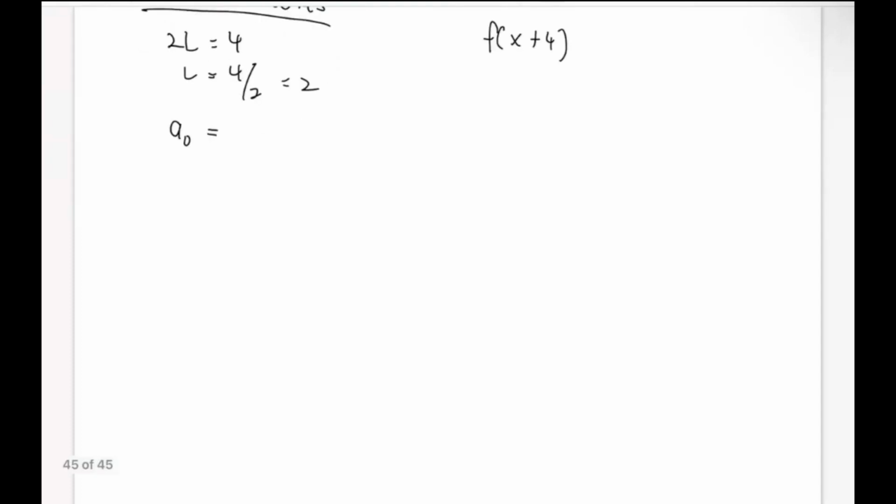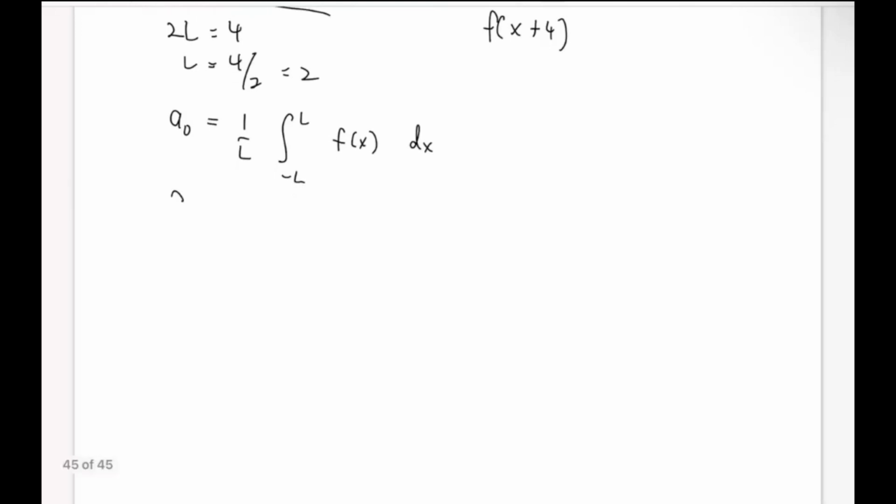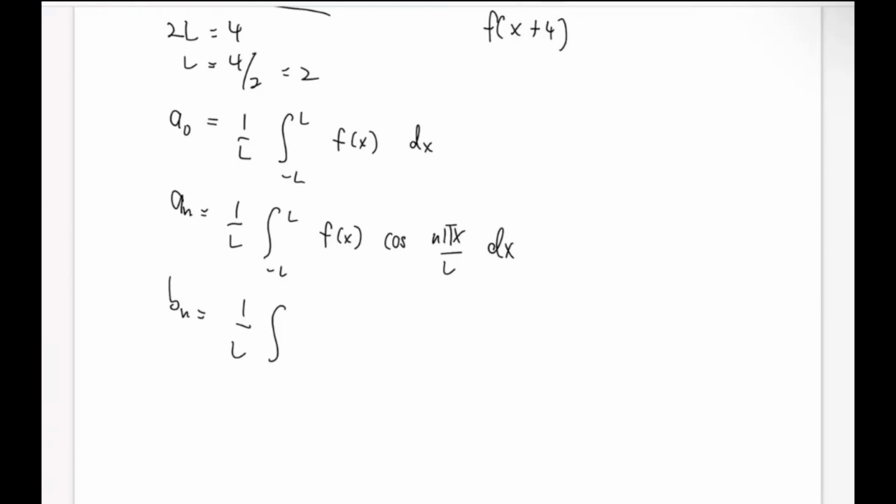And then find the A naught. A naught is 1 over L, integration from negative L to L f(x) dx. Find An. So 1 over L from negative L to L f(x) cos n pi x over L dx. And lastly, define the Bn: 1 over L from negative L to L f(x) sine n pi x over L dx.